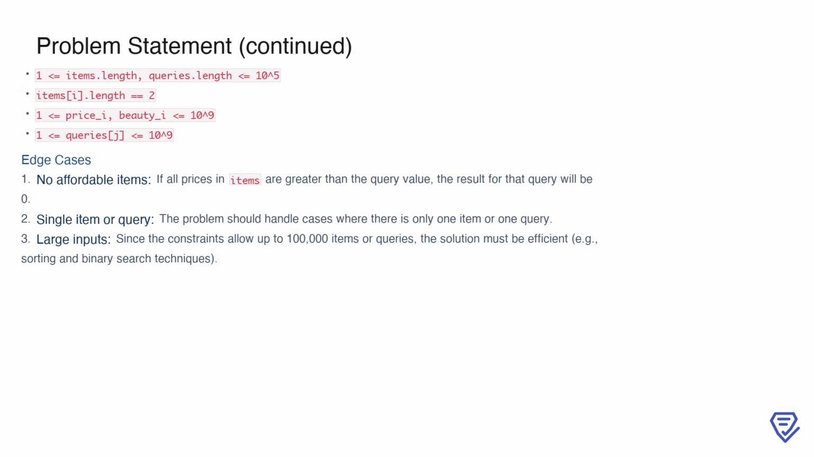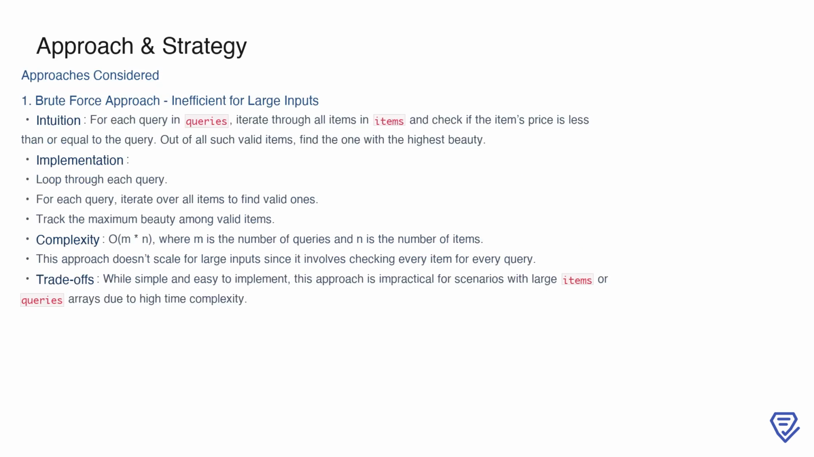To begin solving this problem, one straightforward approach is the brute force method. The idea here is simple. For every query, we iterate through all the items and check which ones are affordable, meaning their price is less than or equal to the query. Among these affordable items, we then find the one with the highest beauty. Although this approach is intuitive and easy to implement, it quickly becomes inefficient as the input size grows.